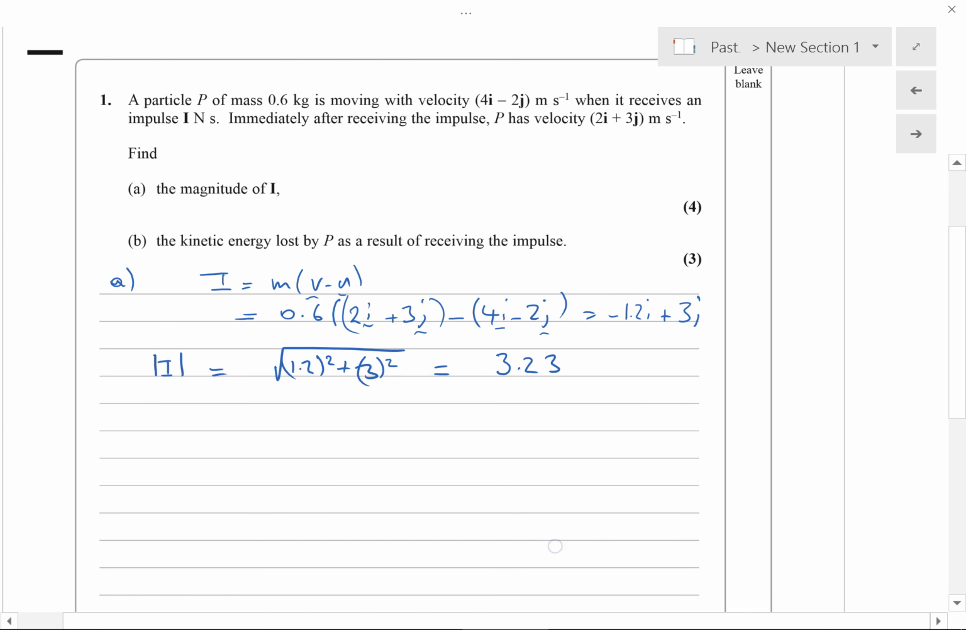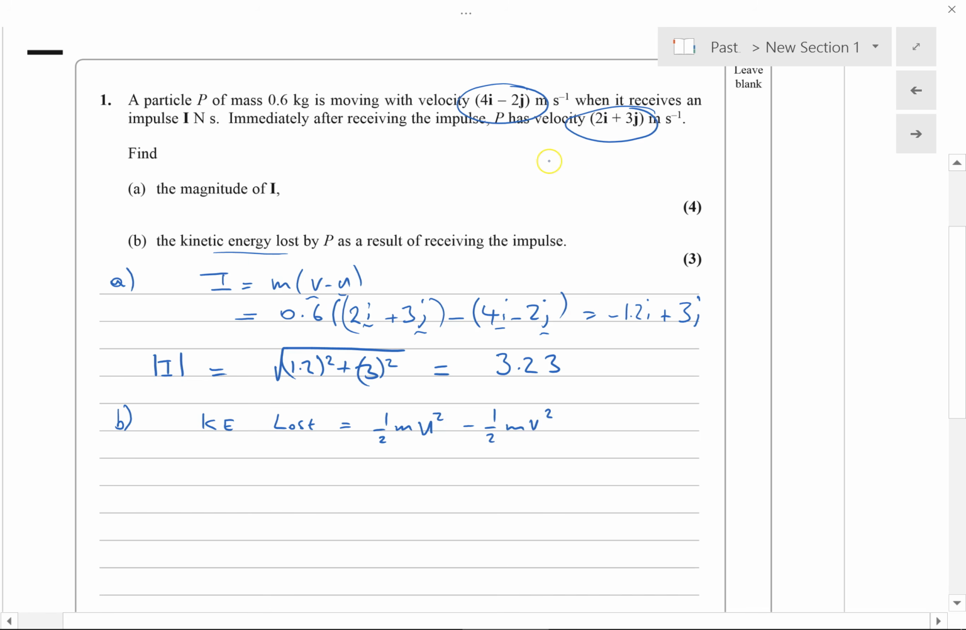So that is the first part done. The second part is to do with kinetic energy lost. Well, this is our initial velocity, this is our final velocity, so KE lost is going to be half mu squared minus half mv squared.